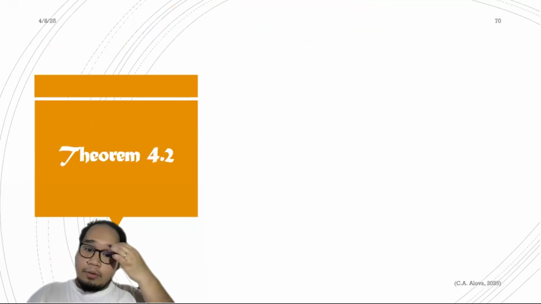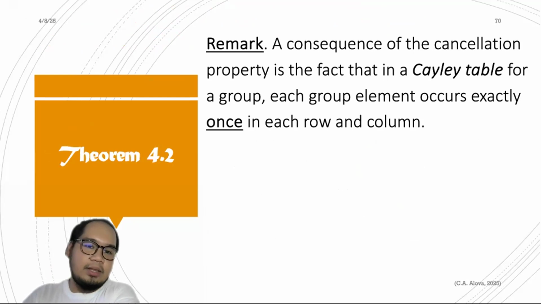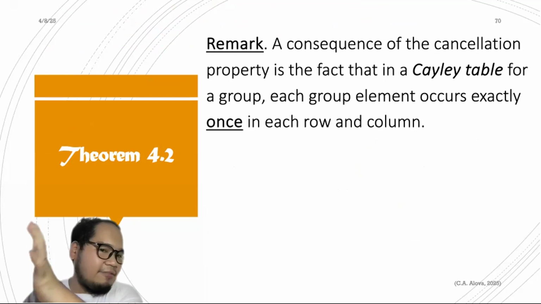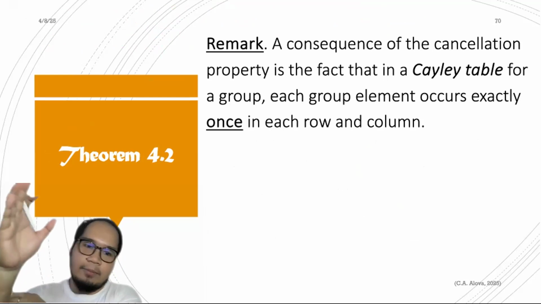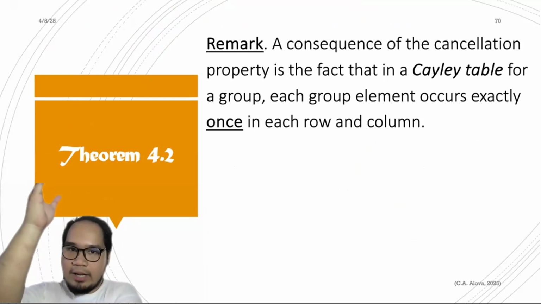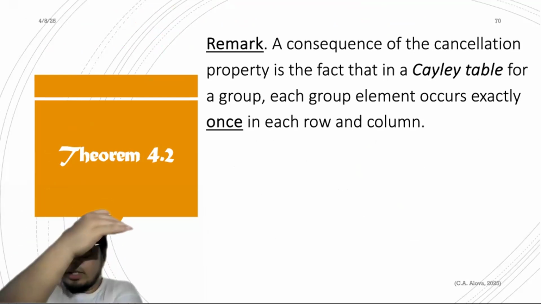Now, a remark for this cancellation law. A consequence of this cancellation property is that in the Cayley table, or the table of operation in abstract algebra, each group element occurs exactly once in each row and each column. So that's why it behaves like a Sudoku, because of this property. There's only one element for each row. That element A, for example, can only be seen once in each row and in each column of the Cayley table.